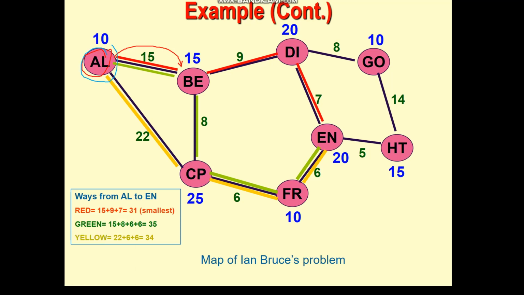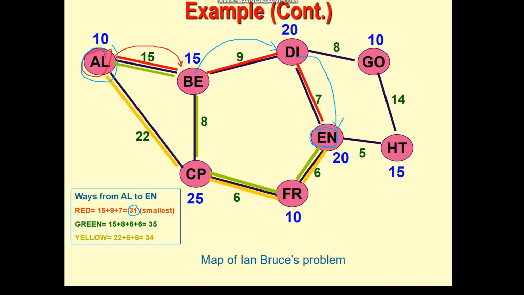AL to EN. So we have several ways to go from AL to EN, right? We can go from AL to BE, then BE to BI, then from BI to EN. It follows the red line. So the distance is 15 plus 9 plus 7. If we follow the red way, the distance is 31.